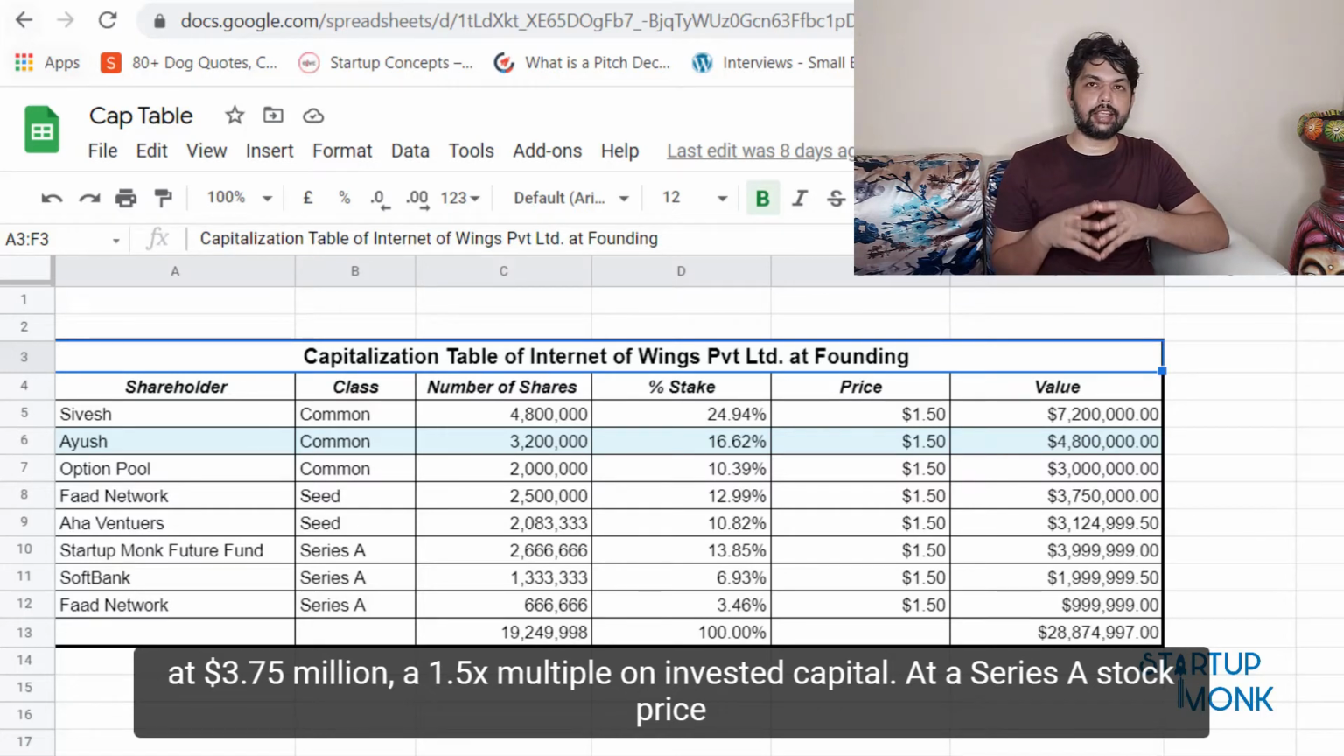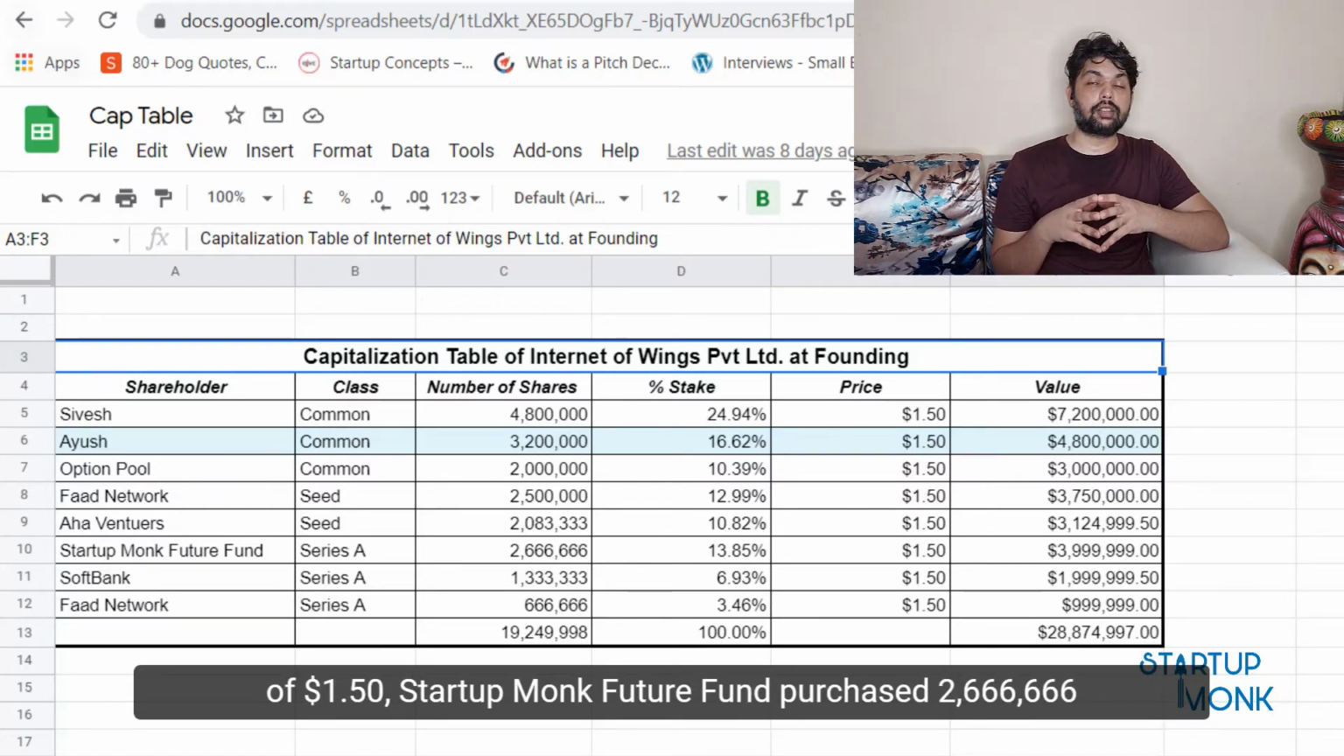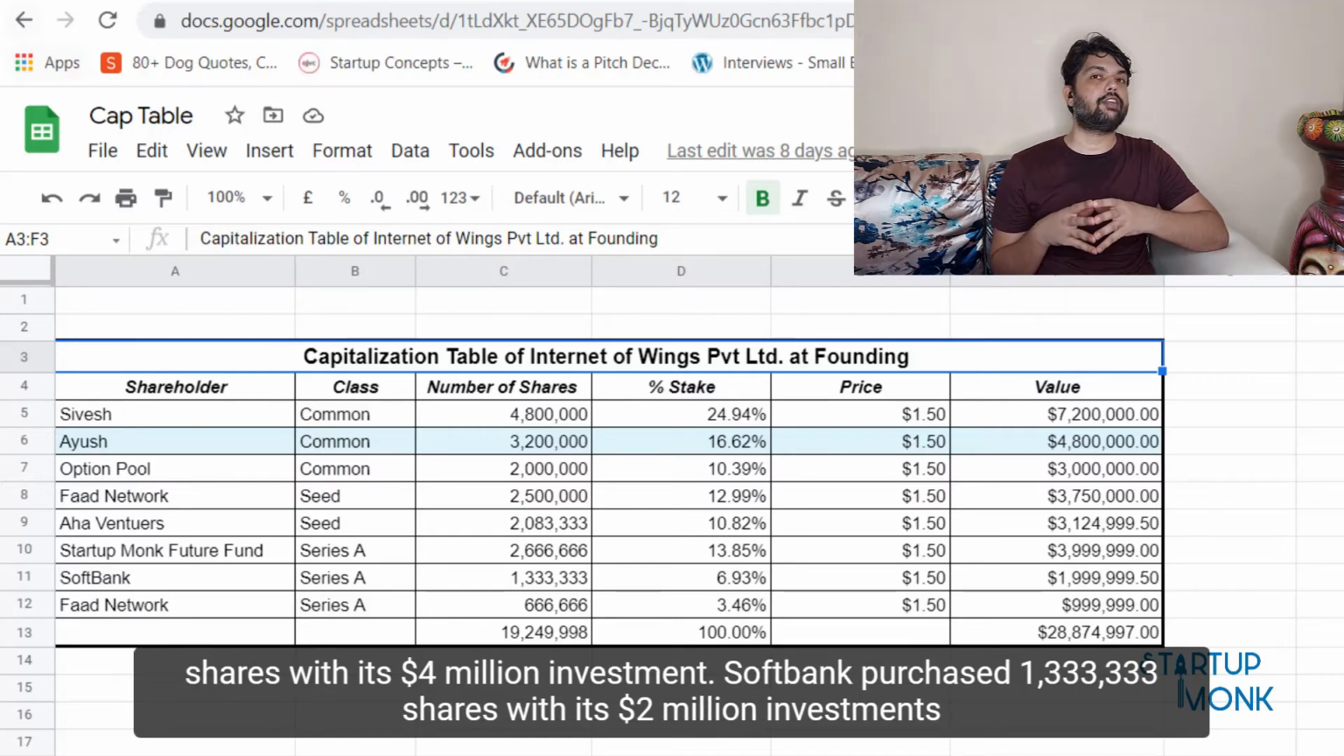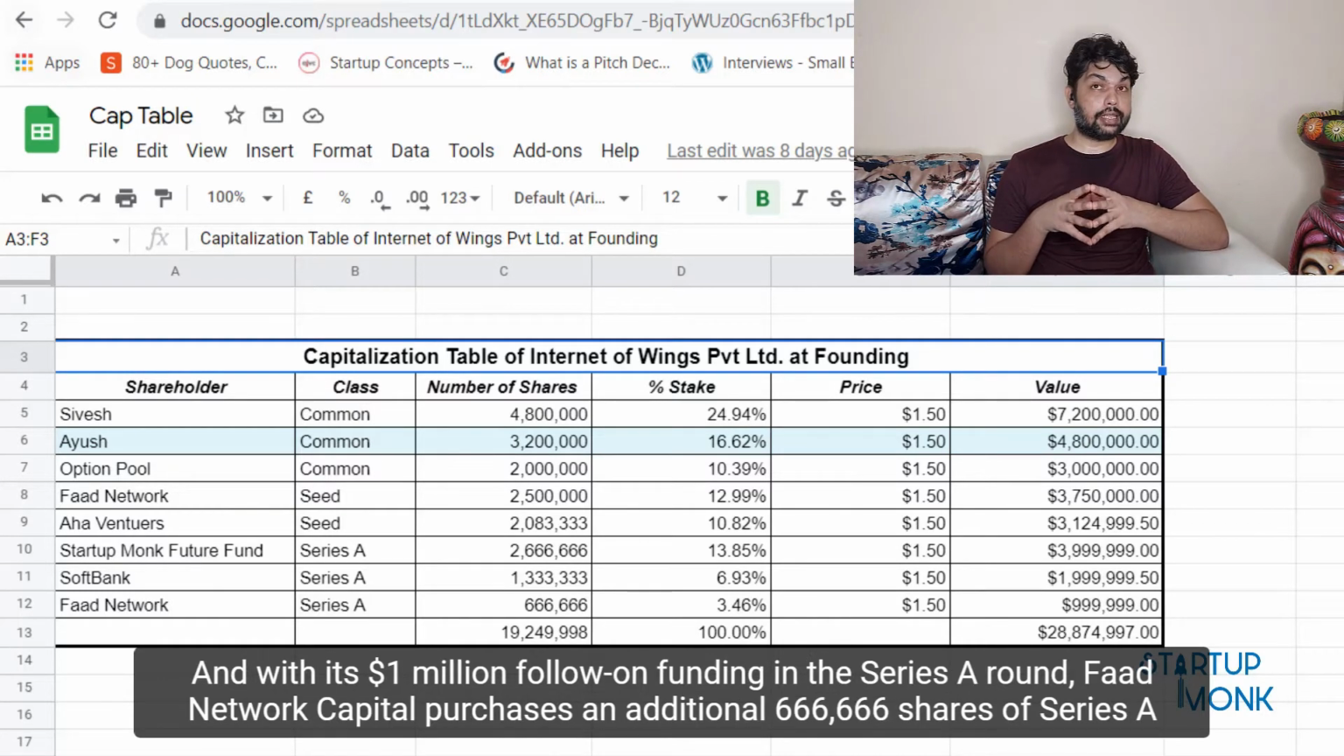At a Series A stock price of $1.5, Startup Future Funds purchased 2,666,666 shares with its 4 million investment. SoftBank purchased 1,333,333 shares with its 2 million investment, and with its 1 million follow-up funding in the Series A round, Fard Network purchased an additional 666,666 shares of Series A stock.